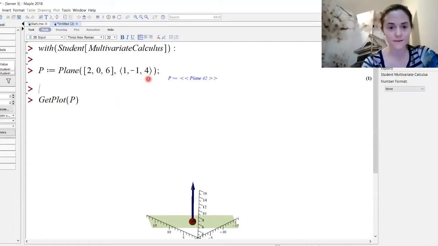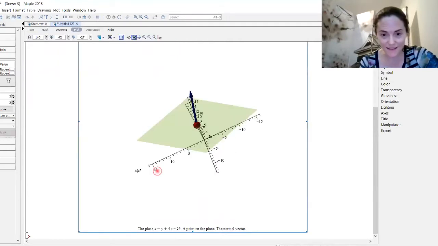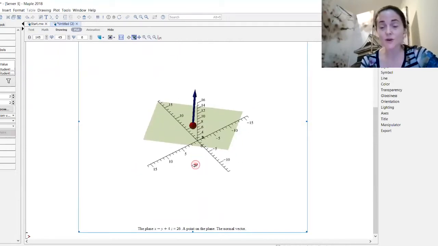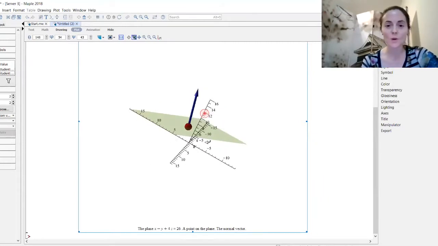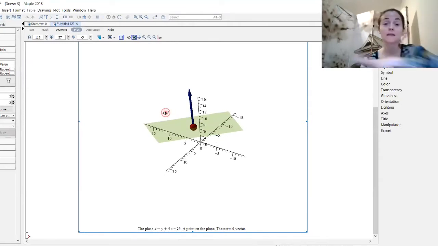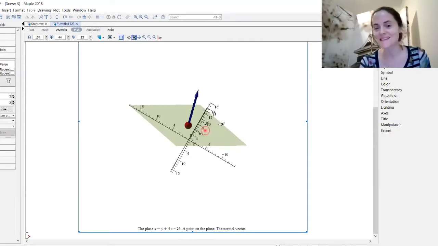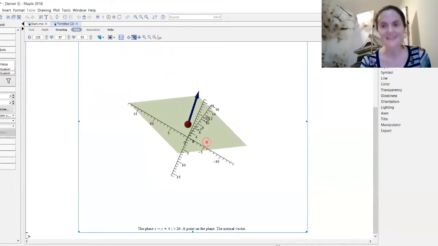But if I look, okay, now what you see is it graphs the plane and then it graphs the normal vector with it. And if you think about this plane and the normal vector geometrically, you see the way that it meets, the normal vector is perpendicular to the plane.